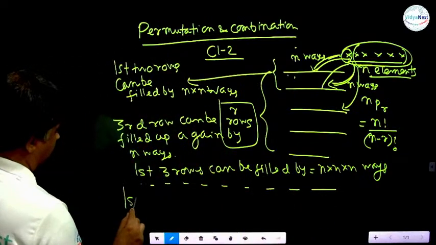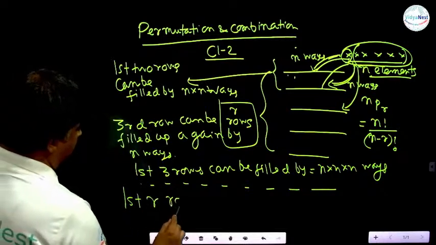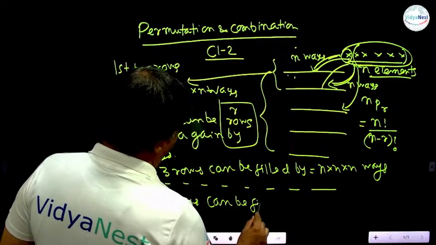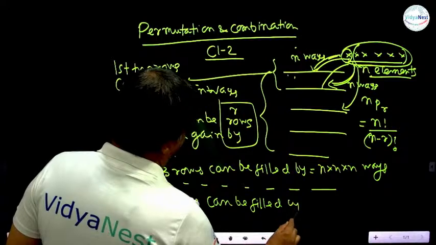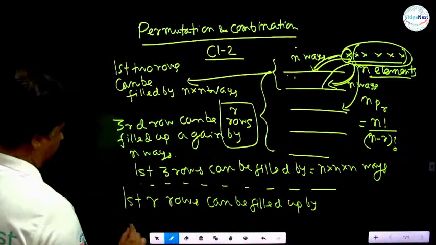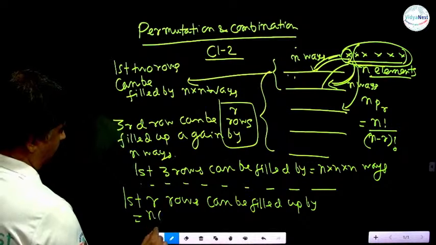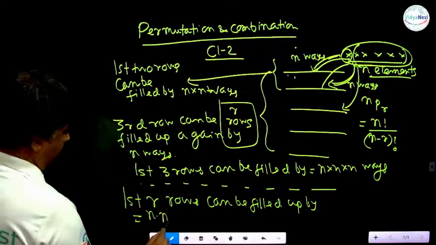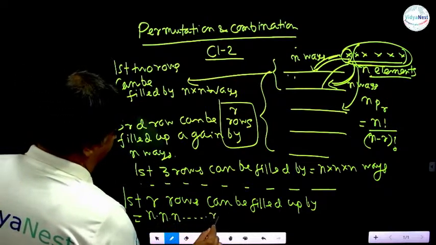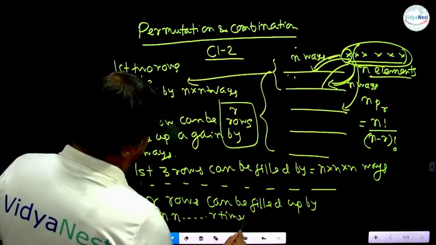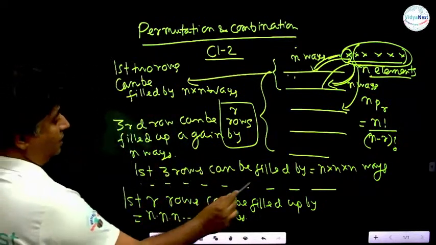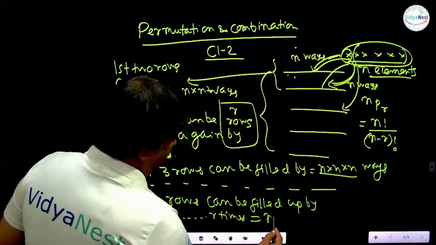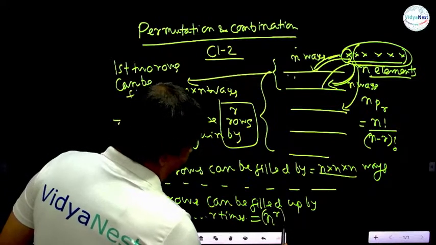The first r rows can be filled up in n into n into n, r times. Had it been 3 times, it was n cube. So in case of r times, it is n to the power r.